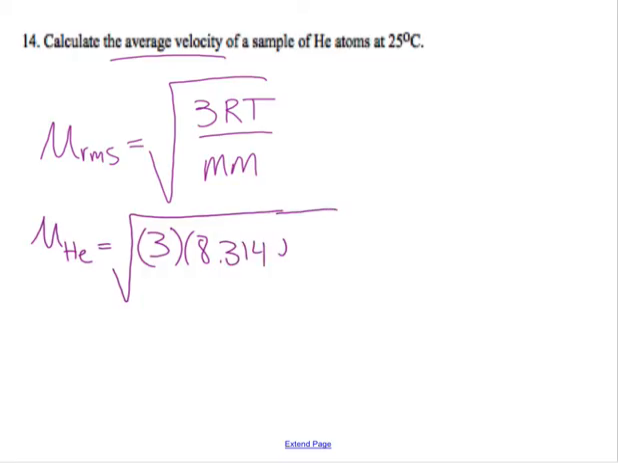8.314 joules per mole Kelvin. I'm not writing all the crazy units for joules, the kilogram, meter squared, second squared, just for room's sake. But y'all know why now, right? Why we need to have those units in there. And, oh, it's Kelvin.